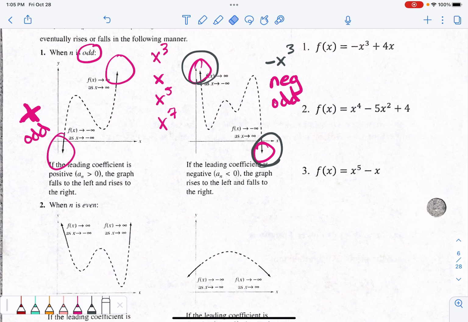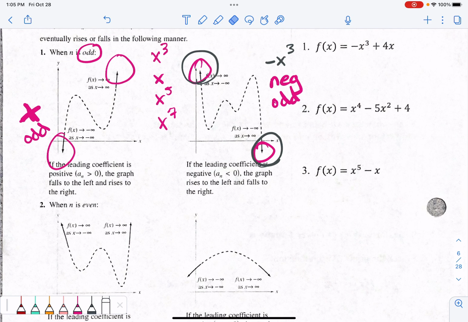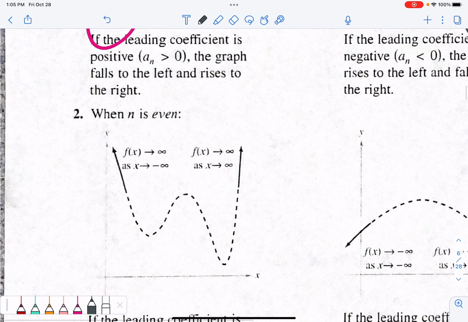Positive and odd, negative and odd. So this would be just x to the third power, and the other one might be negative x to the third power. Okay? Good?